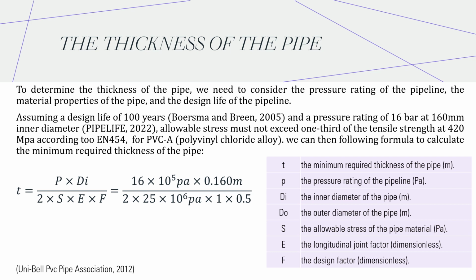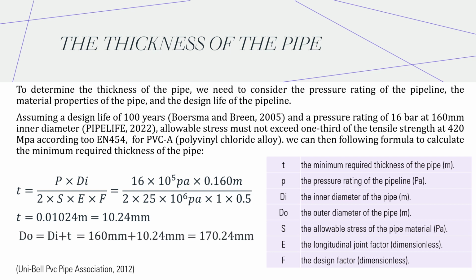Now, plugging in all this information in the equation, we will get the minimum required thickness of 0.01024 meter, which is equal to 10.24 millimeter. We can also find the outer diameter of the pipeline, which is basically the inner diameter plus the thickness, which is equal to 170.24 millimeter. Now, the second video will also relate to this video, but we will talk about the heat transfer in the pipeline in a bit more detail.